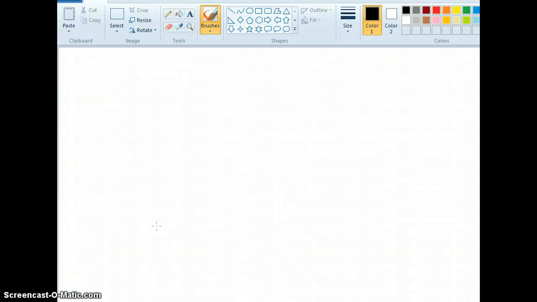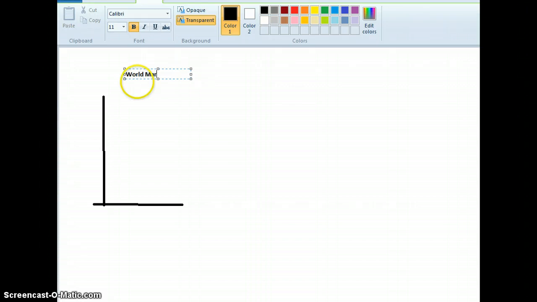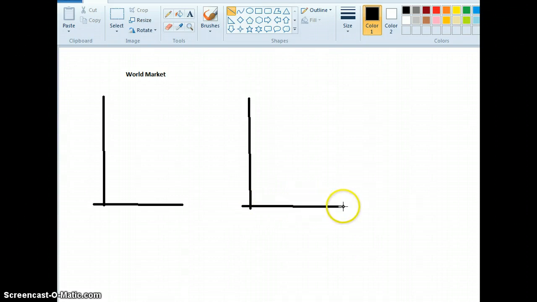Hello. So right now we are going to be showing a price taker making losses but staying open in the short run. So we will start by making the world market right here. We'll label this world market. And making the market for the individual firm, in this case meth, over here.